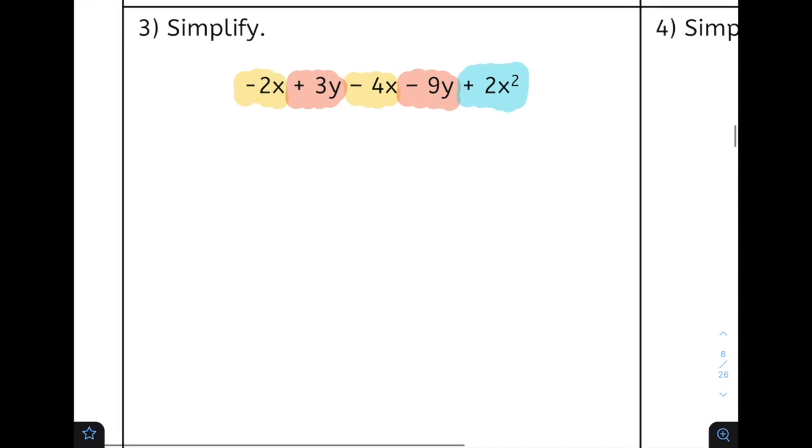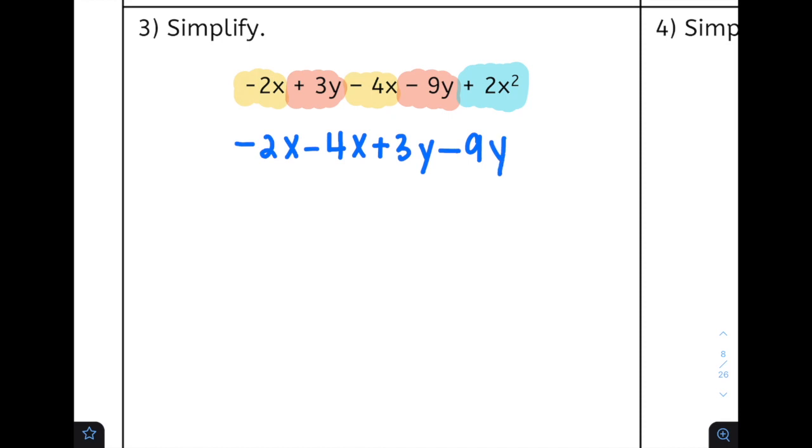So here I'm just going to rearrange things. I'm going to move it around since I've used the table before. So I'm going to keep my negative 2x here. I'm going to move my negative 4 over. Again, you're taking the sign with you. I have positive 3y minus or negative 9y. And I'm going to leave the positive 2x squared here.